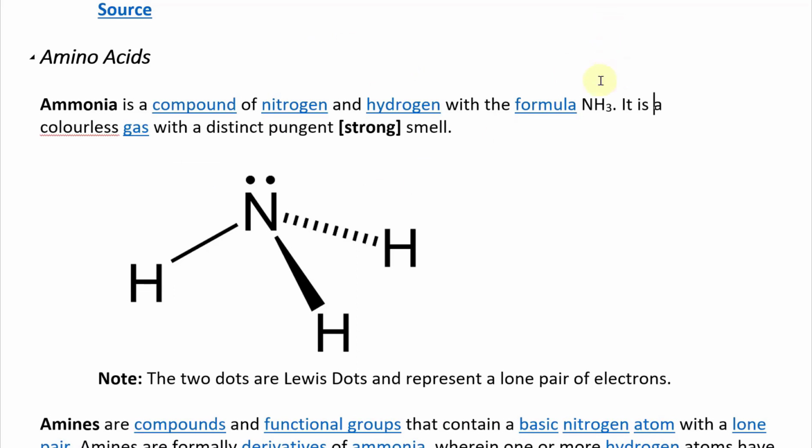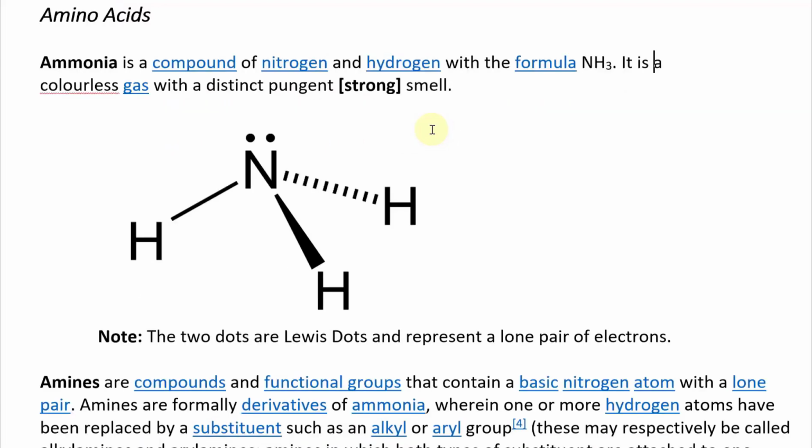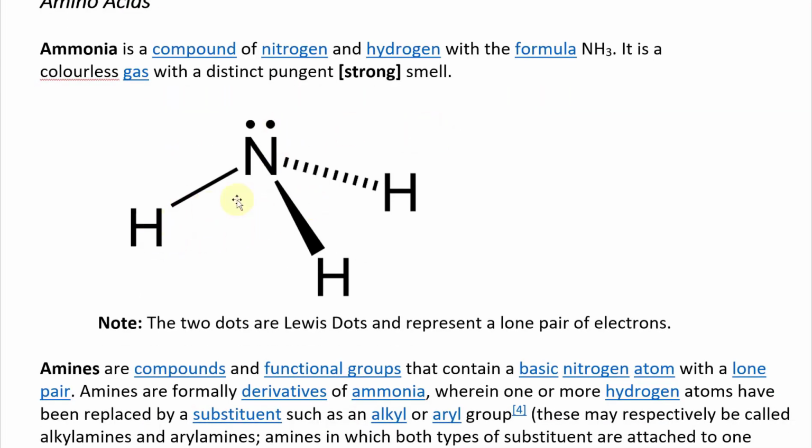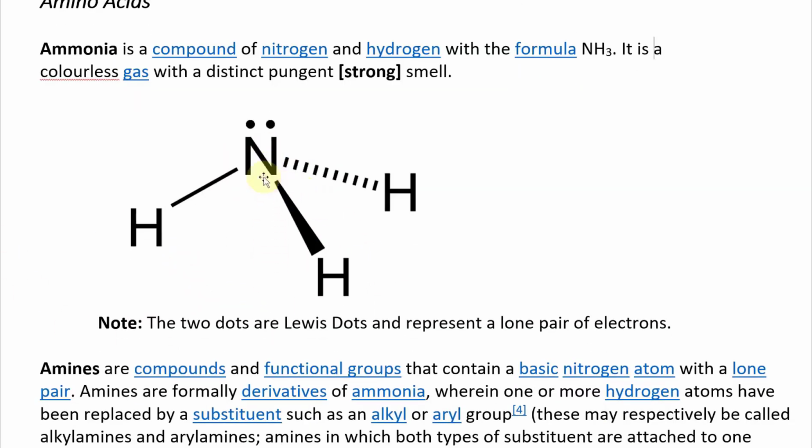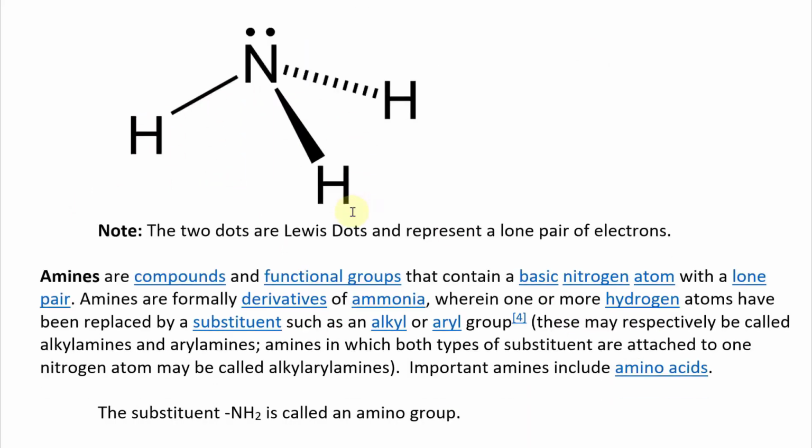Or actually, better yet, I'll just put it over here and edit it a bit. It is a colorless gas with a distinct pungent or strong smell. It looks like this. This is the ammonia right here, and there's an H here. These indicate how it looks three-dimensionally. This one is in the background, this is more in the forward, and then there are two dots. This is NH3, so it's three H's and an N. The two dots are Lewis dots and represent a lone pair of electrons.